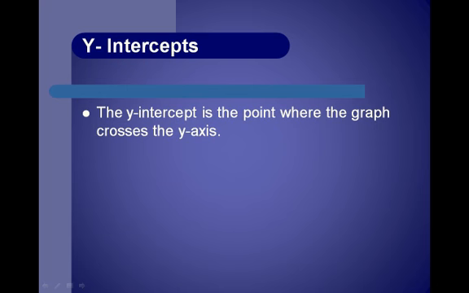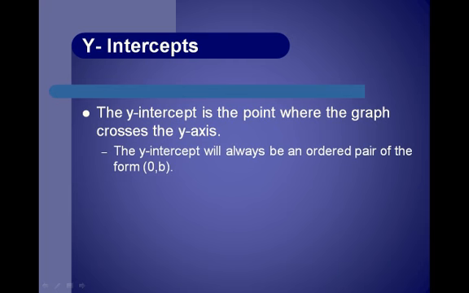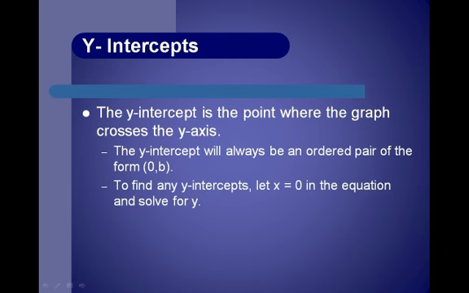The y-intercept is the point where the graph crosses the y-axis. The y-intercept will always be an ordered pair of the form (0, b). And to find any y-intercepts, we're going to let x equal 0 in the equation and solve for y.